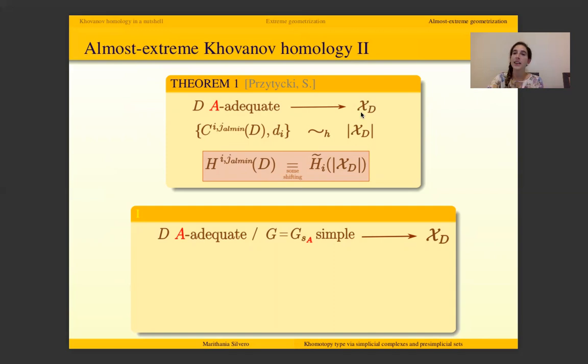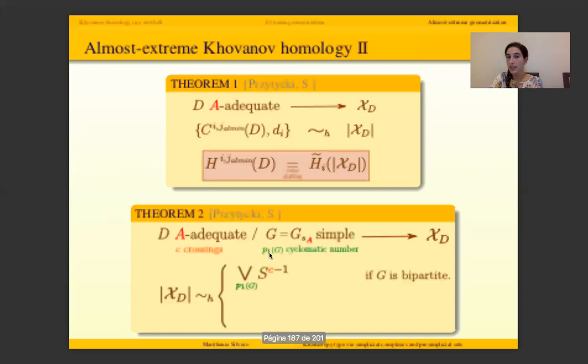So we started with a diagram, we construct the graph associated to the A state, and if we have multiple edges, we remove them. We just consider the graph as if it were simple, okay? And we construct this partial presimplicial set. Now let's say that this diagram has C crossings and this graph has cyclomatic number P1.